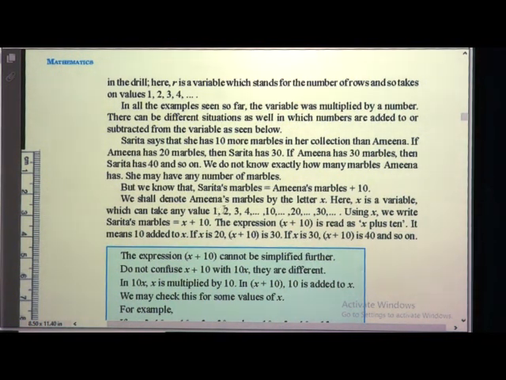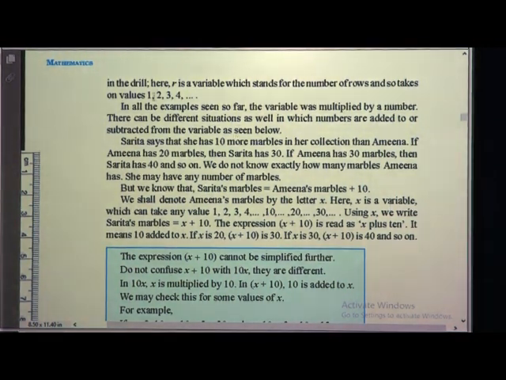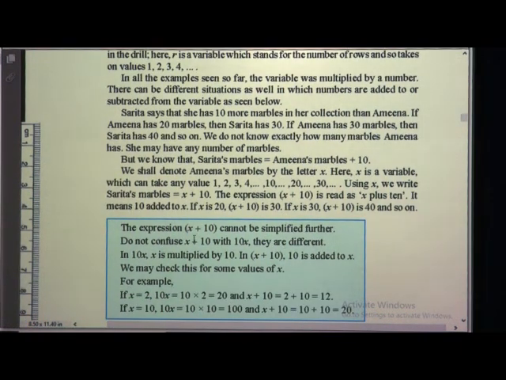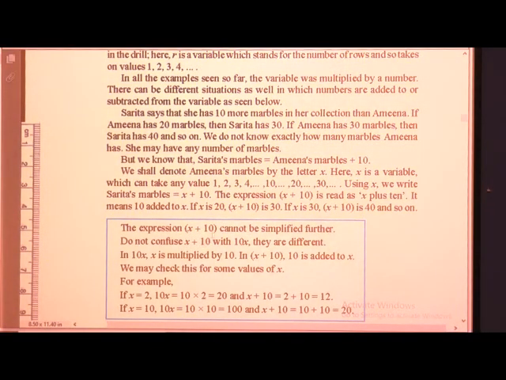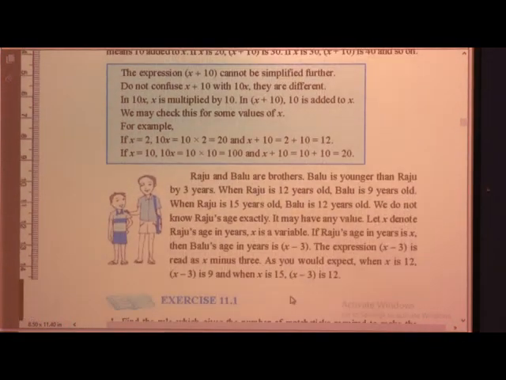We shall denote Amina's marbles by the letter X. So here X is the variable and we can give the expression as X plus 10. Means if Amina has 20, then Sarita has 20 plus 10, 30. If Amina has 30, 30 plus 10, 40. In this way we can find the number of marbles they have.